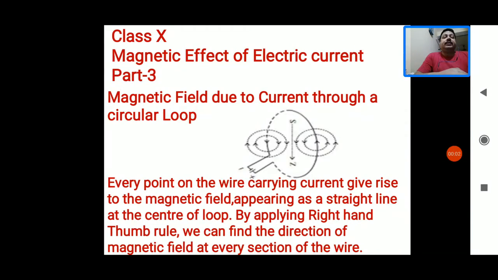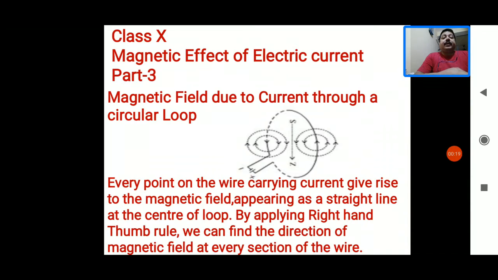Good morning class 10th. Today we are going to discuss magnetic effect of electric current, part 3. In this video we will discuss the magnetic field due to current through a circular loop.